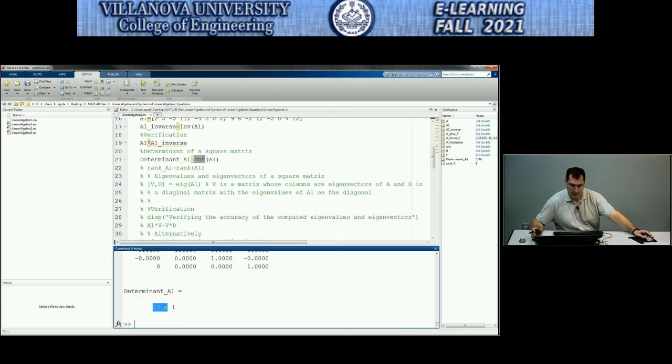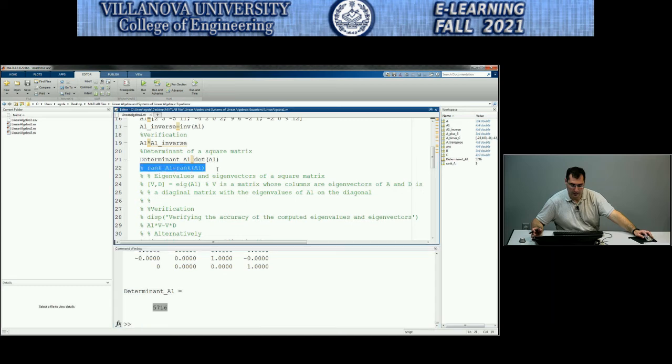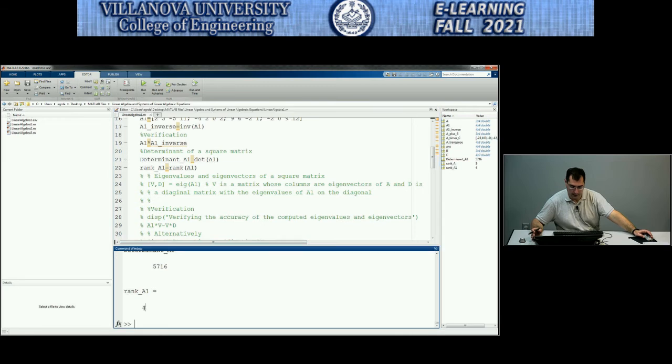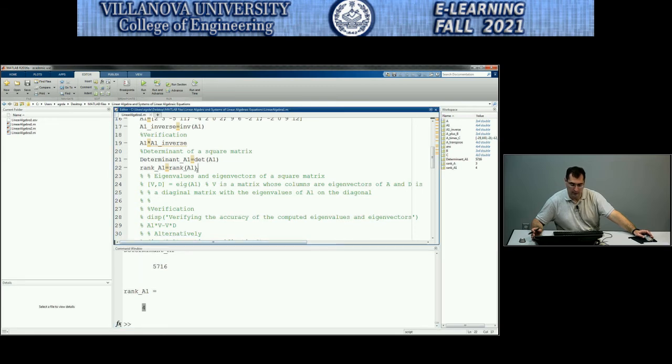That's what it is. The rank of a square matrix: if the determinant of a square matrix is not equal to 0, that means that all columns are linearly independent, which means that the rank is going to be equal to the size of the matrix. So it's natural to expect that rank to be equal to 4, and it is indeed. If the determinant of a square matrix is equal to 0, then the rank of that matrix will be anywhere between 1 and n minus 1.